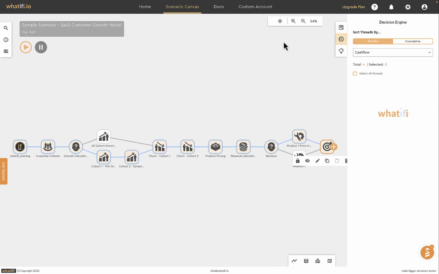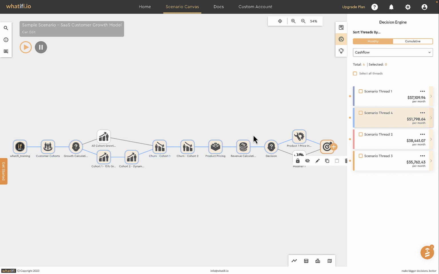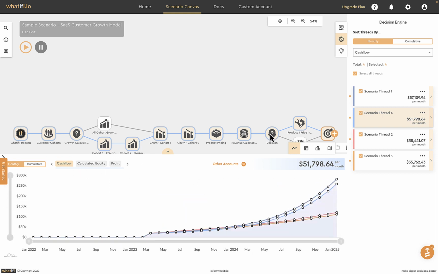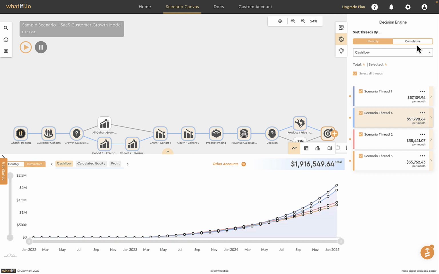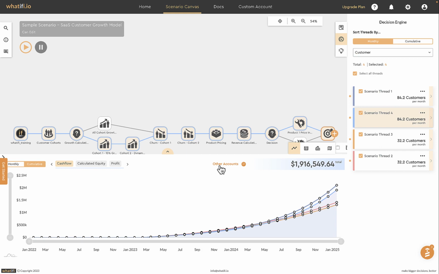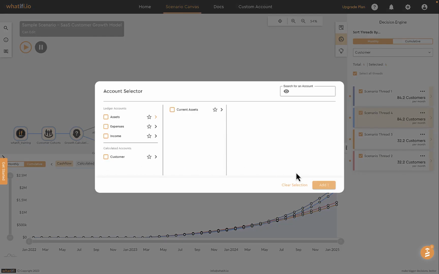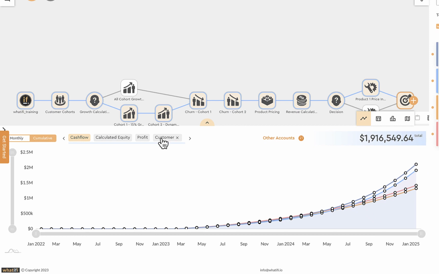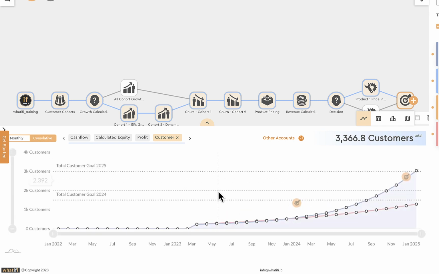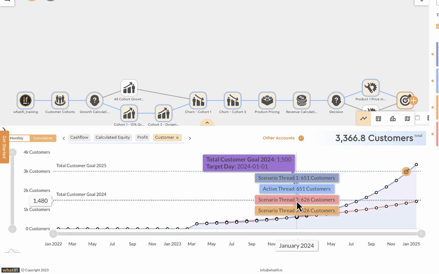So with whatifi, our algorithm runs through every single possible scenario here and calculates all of these accounts. So we now have 4 threads that are all running concurrently here. And we can look at things like cash flow, for example, in all 4 scenarios, monthly or cumulatively. Right? We can also look at other different lenses. So maybe we're interested in our customer counts and understanding what our customers look like in these 2 scenarios as well. So let's bring those up, and we can explore customers to see what our monthly customers and our cumulative customers look like over time and how they measure up with some of the goals that we've set for customer growth.